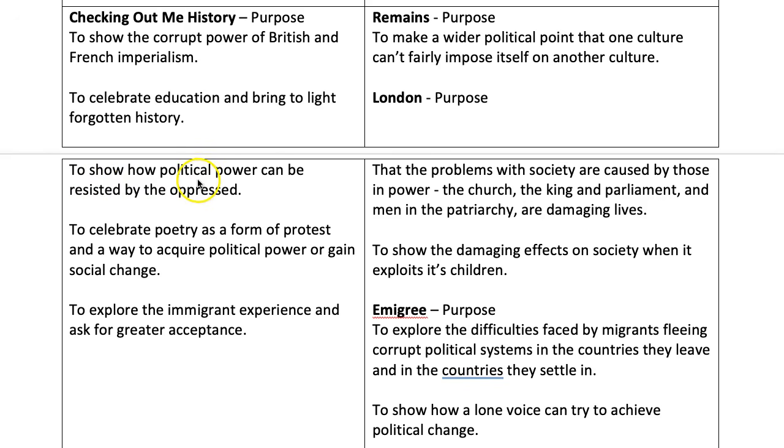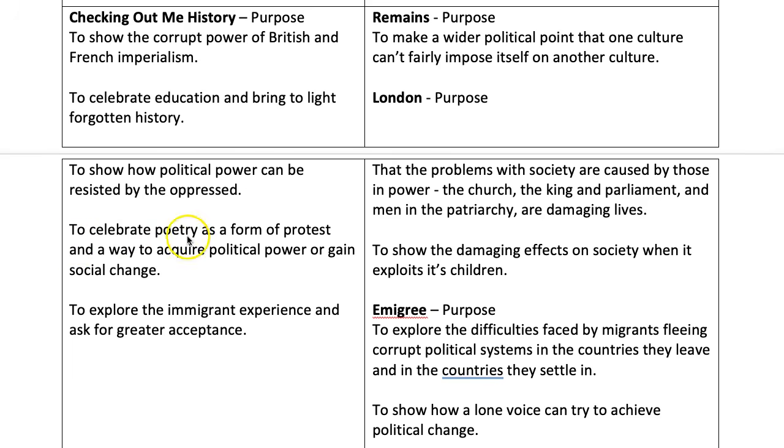It's to show how political power can be resisted by the oppressed. That's the voice of the speaker, calling on other people like him from the same Afro-Caribbean heritage to rise up against the oppression of the one-sided Eurocentric history they've been taught and learn the true facts of their origins and the history of black people and African people in the past.